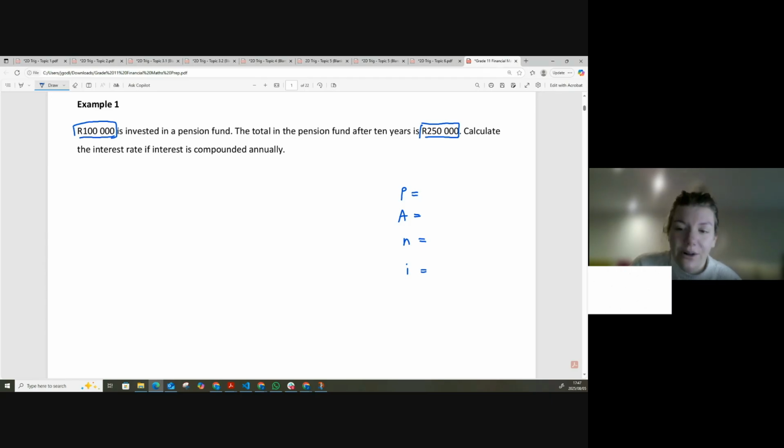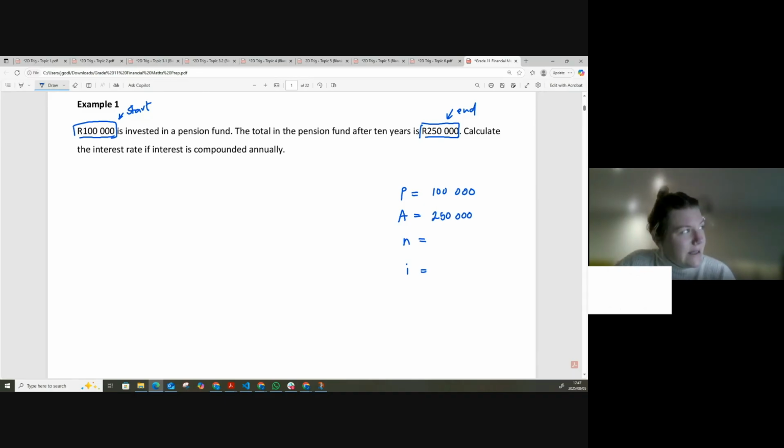Good. Okay, so this is what we're starting with. That's our start, so that means it's going to be P. So we have 100,000 for P. And this is what we're going to end with, which means our A is going to be 250,000.